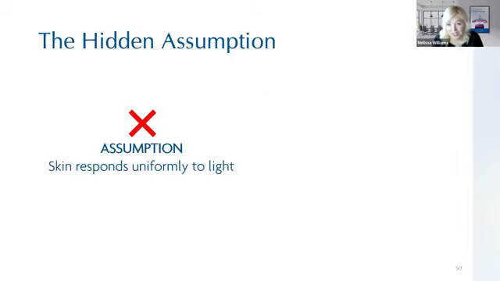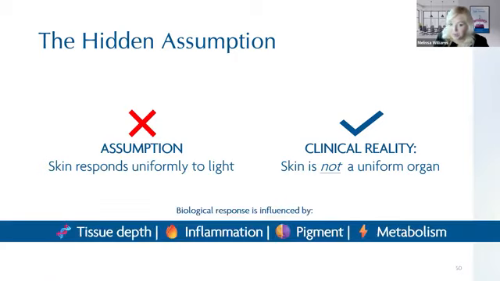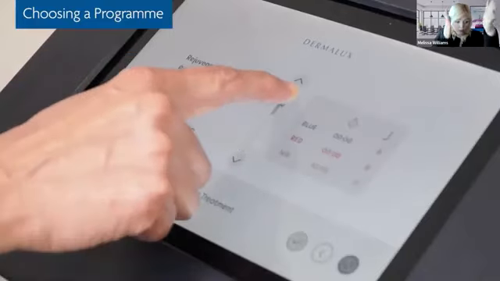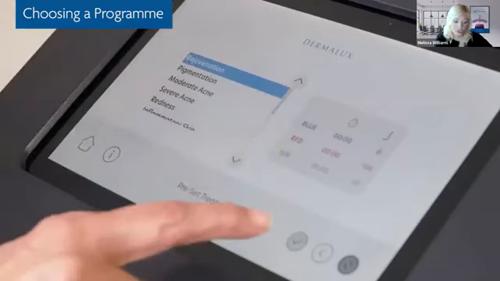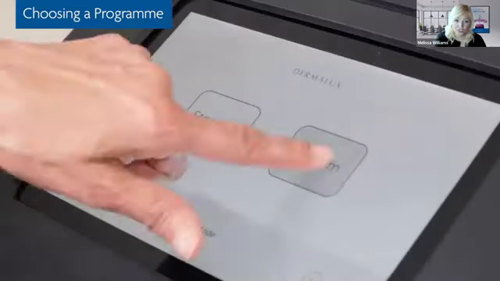There is this hidden assumption that a lot of light-based treatments, that skin responds uniformly to light. But that is not the case. Skin is not a uniform organ. We know that. It varies in depth, in composition, in inflammatory state. It varies in the pigment, and it varies in metabolic activity as well. So this variability really does matter. And the Dermalux systems include these preset protocols based on the biology, based on everything that we've spoken about as well. And they give you that safe validation starting point.